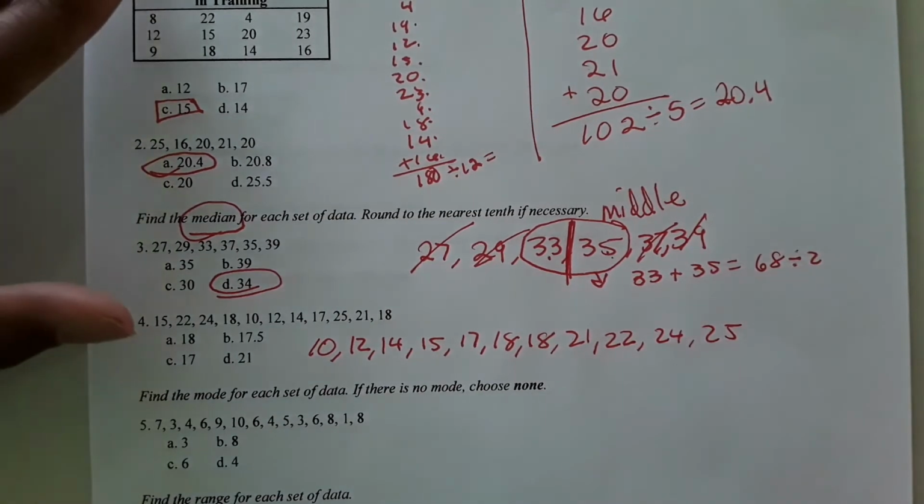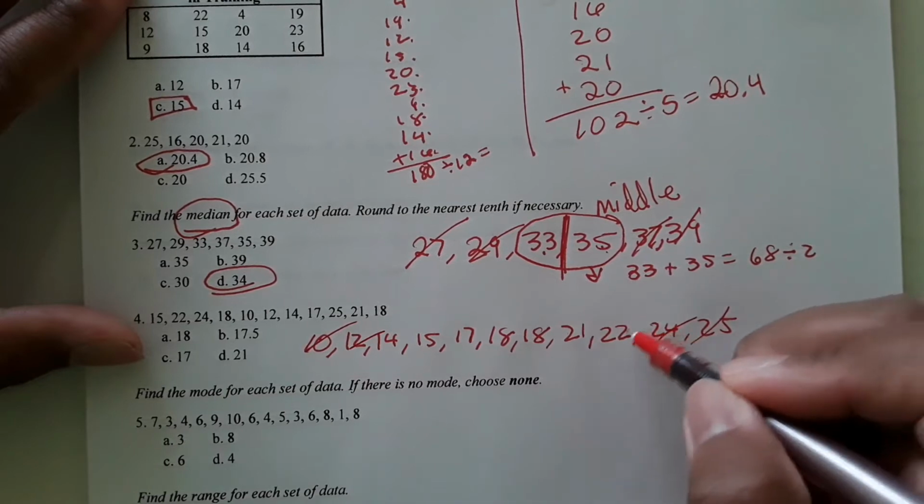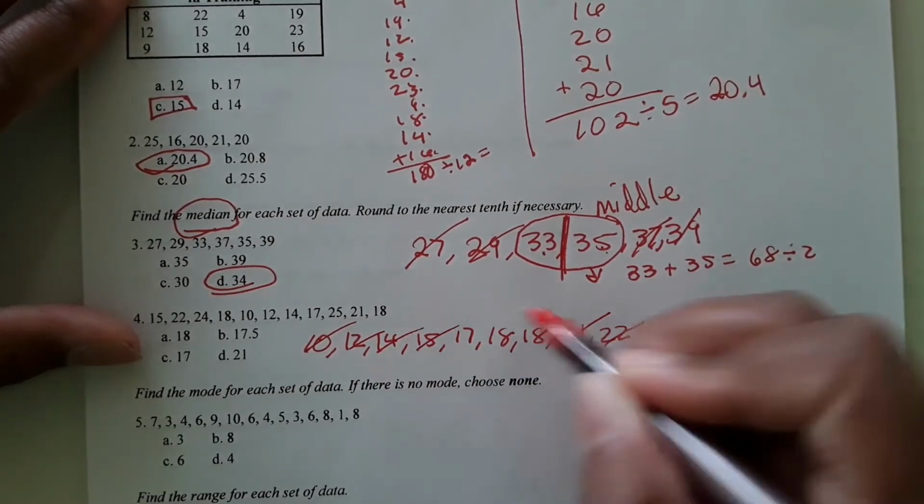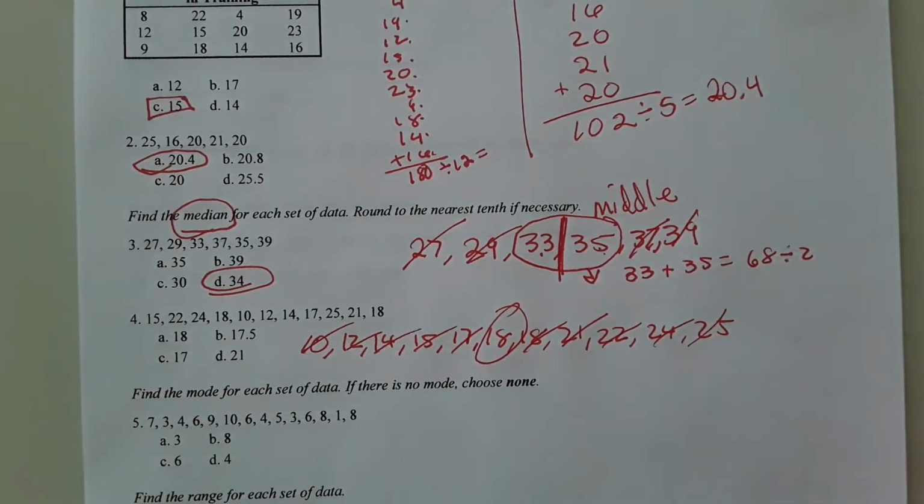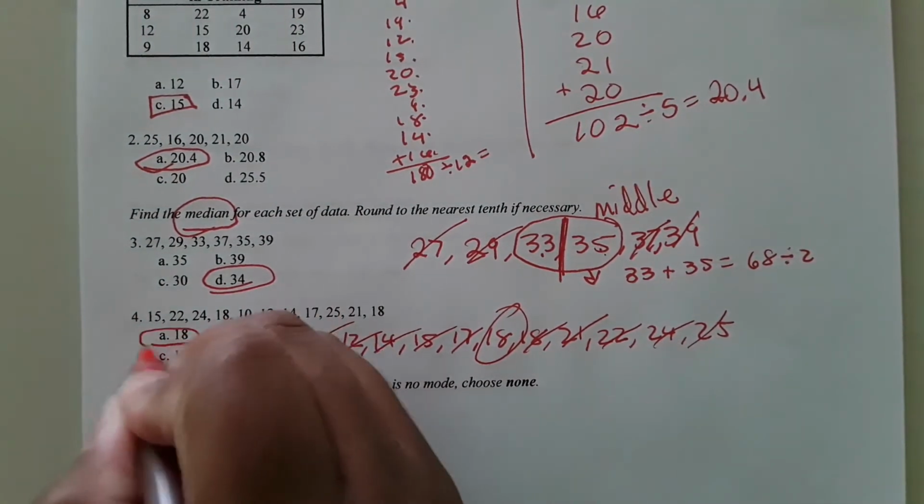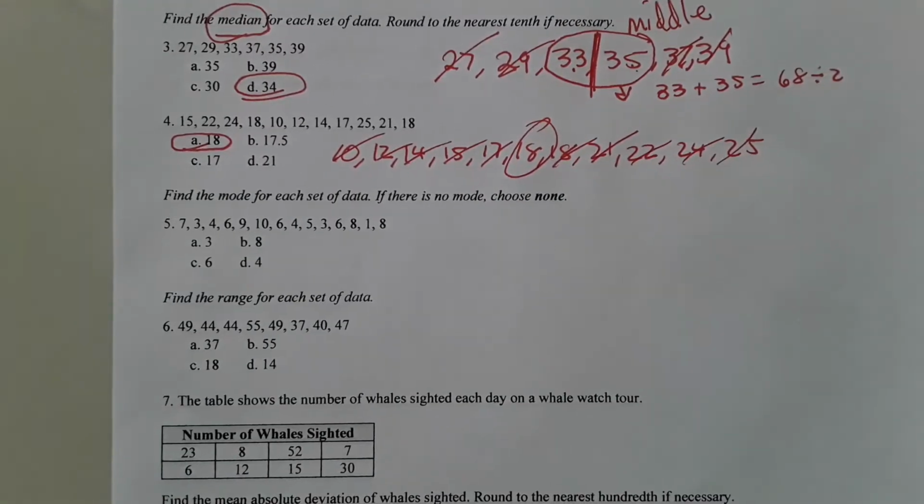So you get a total of 11. So after you cross off small, big, small, big, pairing them up, you would have seen 18 in the middle, so your median was 18. All right, that's the first 4. We're going to continue with the next group of problems.